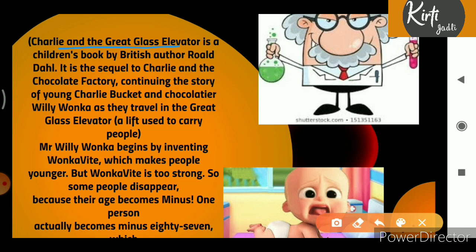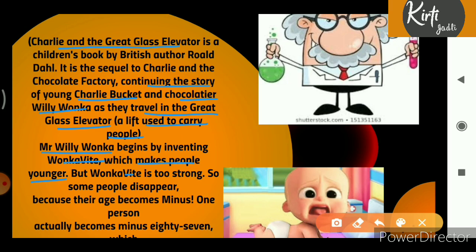So, continuing the story of young Charlie Bucket and chocolatier Willy Wonka as they travel in the great glass elevator. What is an elevator? Elevator is a lift which is used to carry people. Mr. Willy Wonka begins by inventing Wonka White. So, in our story, the main character is Mr. Willy Wonka. He begins by inventing Wonka White. What is Wonka White? Wonka White is a medicine which makes people younger.